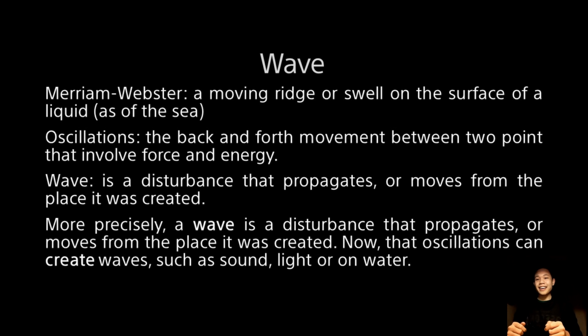Wave. What is a wave? According to the Merriam-Webster dictionary, a wave is a moving ridge or swell on the surface of a liquid, as of the sea. Recall from the grade 10th chapter of oscillation, oscillations mean the back and forth movement between 2 points that involve force and energy. More precisely, a wave is a disturbance that propagates or moves from the place it was created to its destination. Now, oscillation can create waves such as sound, light, or on water.